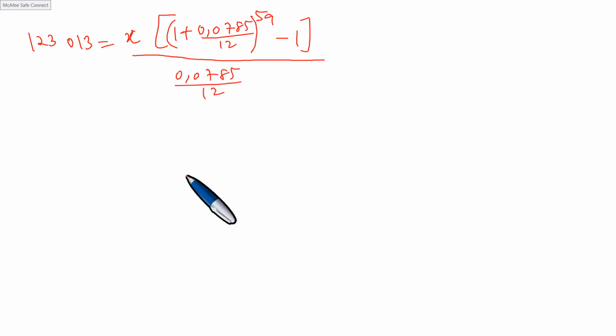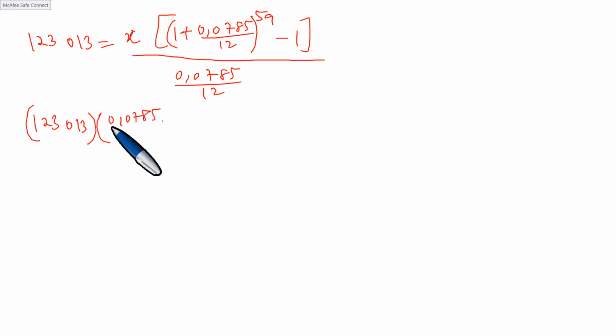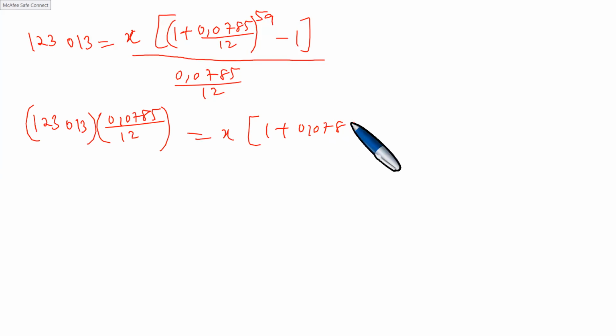So we want to get the answer. And so to get the answer, you'd have 1,230,13 into 0,0785 divided by 12, which is x into 1 plus 0,0785 to the power 59.